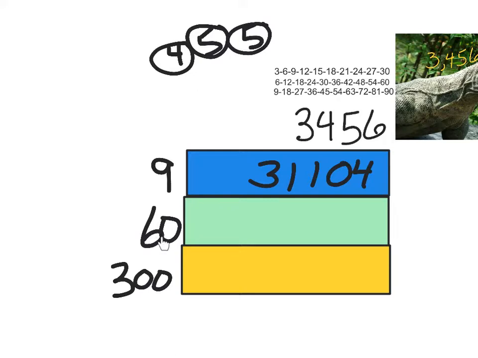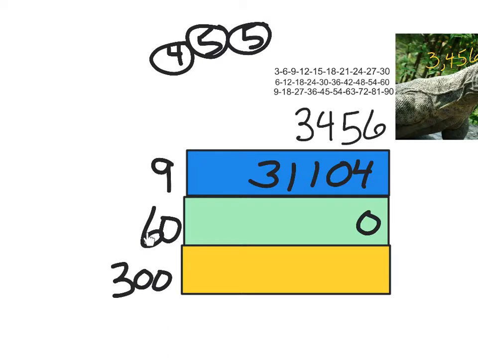And now I'm ready to rock and roll with the 60. I'm going to start with the 0 first. 0 times anything, in this case 3,456, will give me 0. So I'll drop my 0 right there. And you can also think of this 0 as holding the place value for the 1s column.